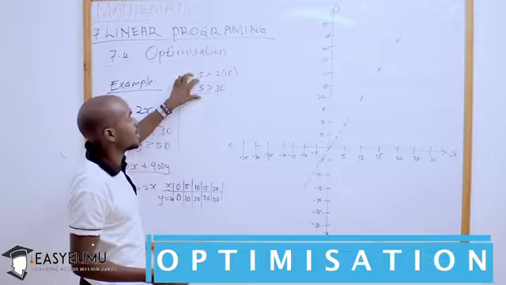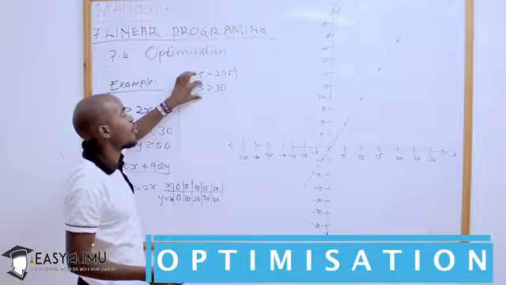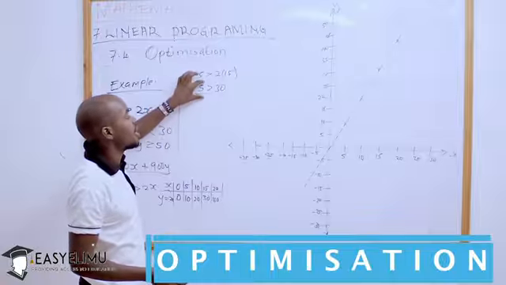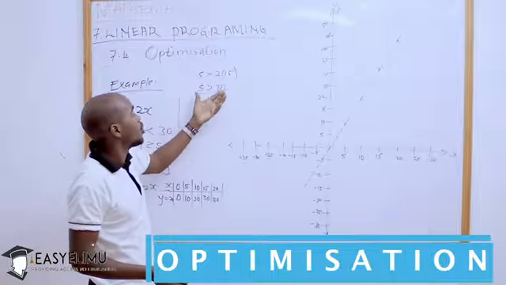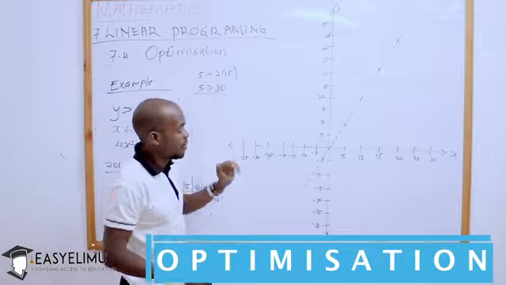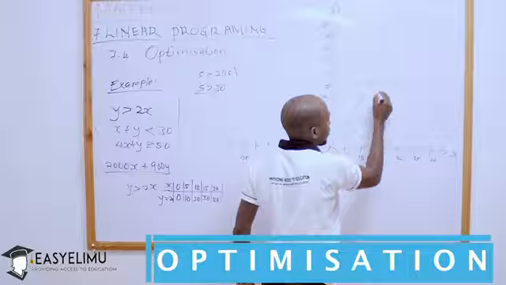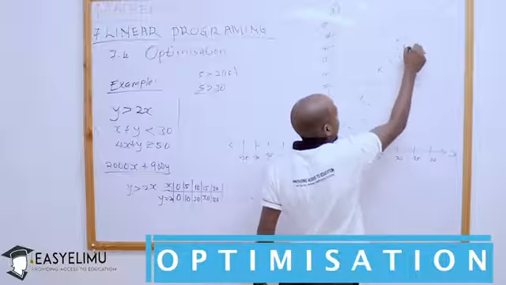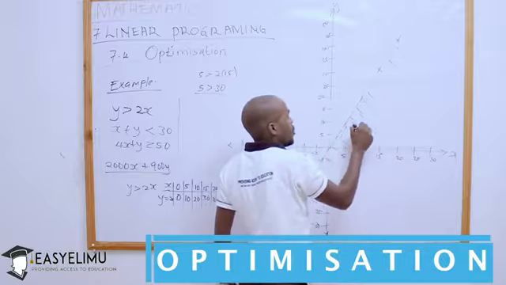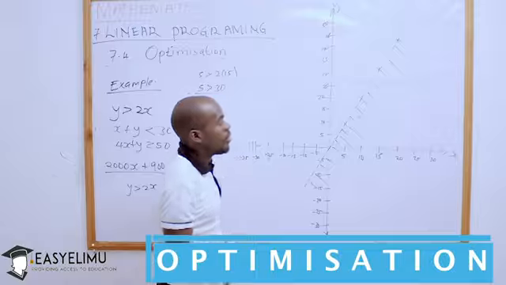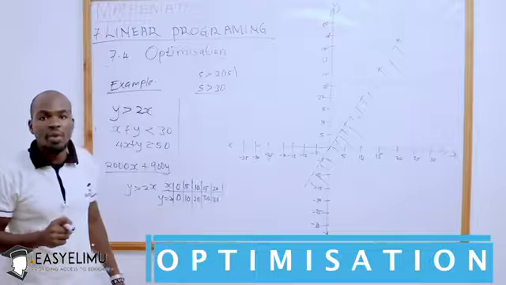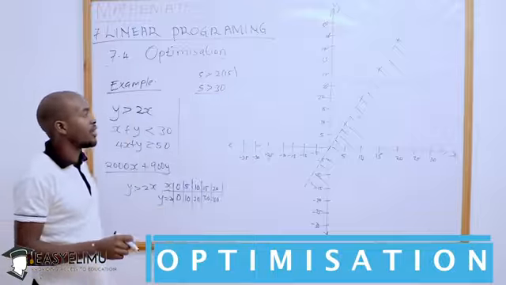If it is the unwanted region, I will shade the side where I took the point (15, 5). So this is my unwanted region, and that is the region which I will shade. My linear inequality will not lie within that given region.